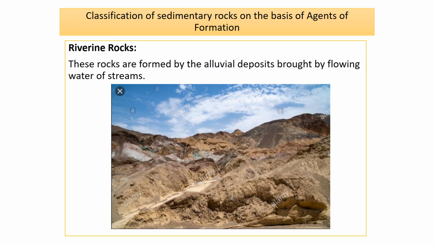Now we start with the classification of sedimentary rocks on the basis of agents of formation. And the first is riverine rocks. These rocks are formed by the alluvial deposits brought by flowing water of streams and rivers. Rivers bring alluvium with them, which they spread when they overflow. The lithification of these alluvial deposits forms riverine rocks.